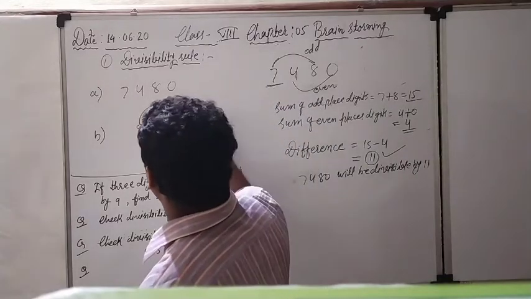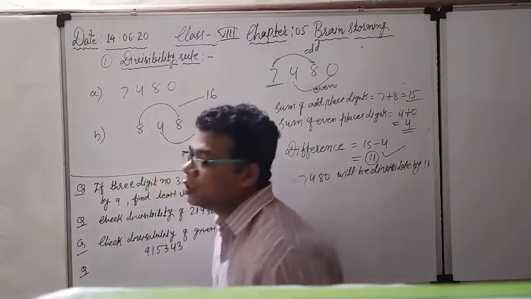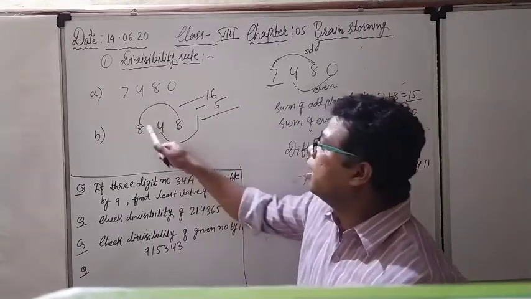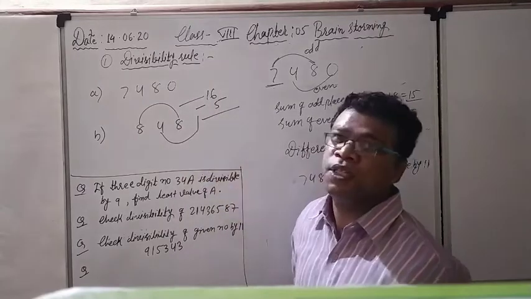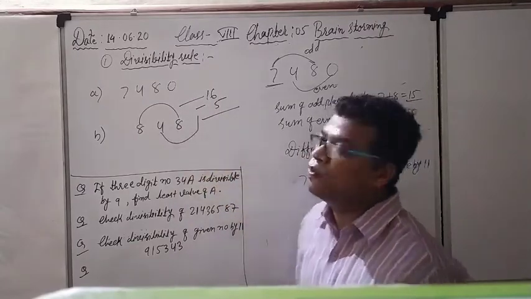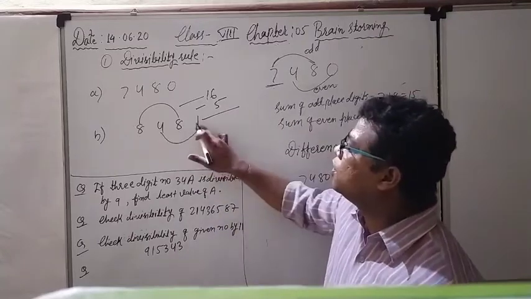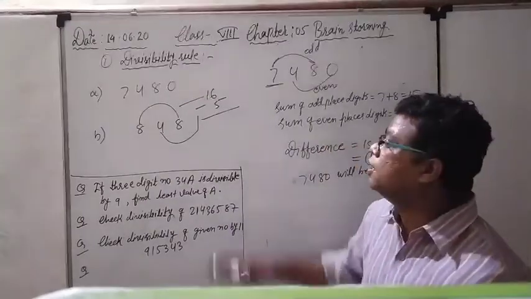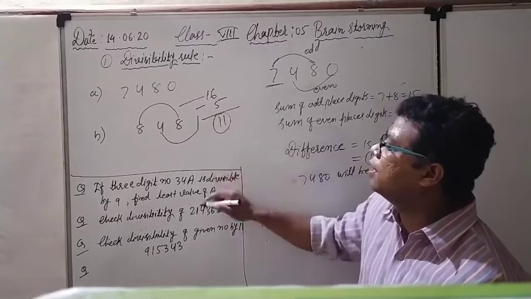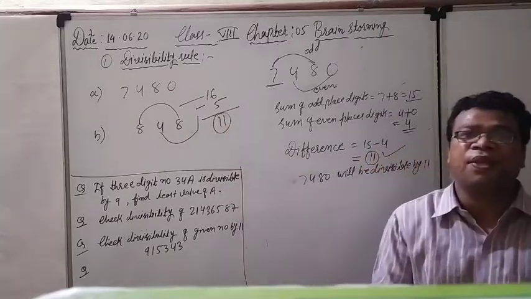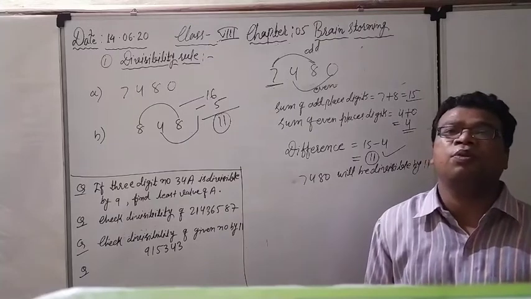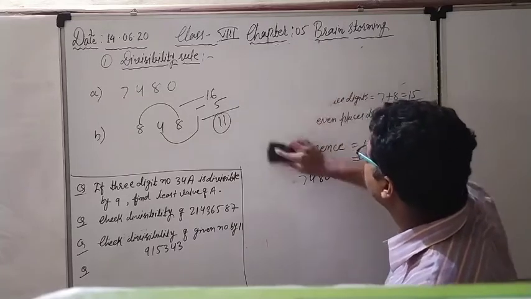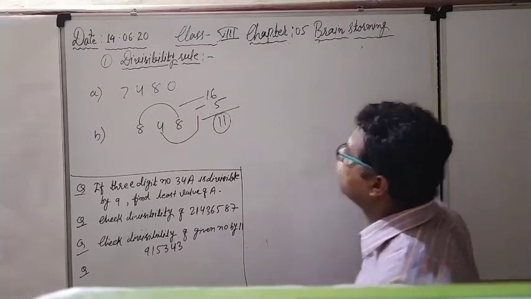Same like that you can try this also. See here, 8 plus 8 gives me the sum 16. 4 plus 1 gives me the sum 5. I have to find the difference. Directly I am doing it. 8 plus 8, 16, sum of the odd place digits. After that, from the downside you can see 4 and 1, 5, the sum of the even place digits. After that I have to find the difference between these two. 16 minus 5, again it gives me 11. Because I am getting the difference 11, the whole number will also be divisible by 11. That is the thing.